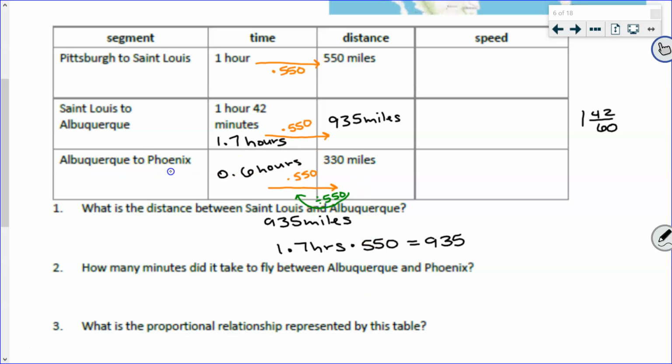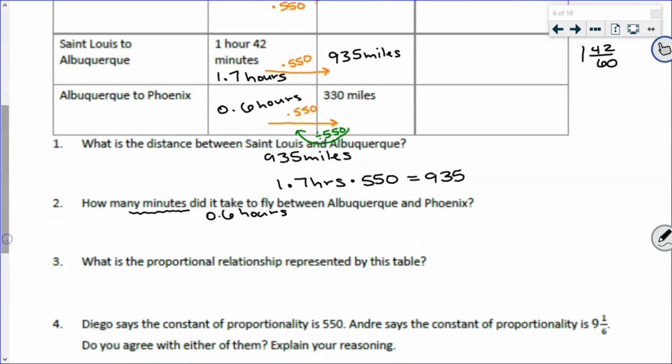How many minutes did it take to fly between Albuquerque and Phoenix? Here's the Albuquerque and Phoenix. We know what the distance is. How many hours? It says 0.6 hours, but this question is asking how many minutes, isn't it? So we got to do some work here. So I'm going to put down that 0.6 hours. But let's make sure we actually answer the question. We're trying to go from hours to minutes.